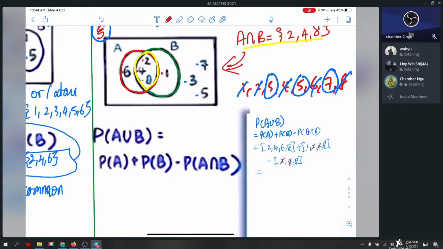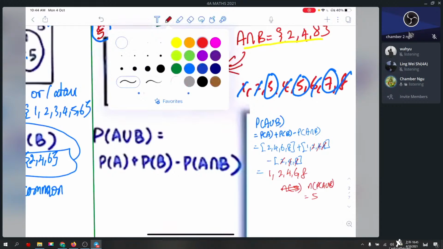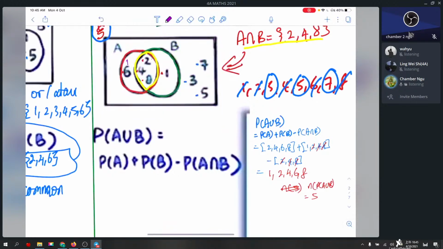So what's the number left here? Will be 1, 2, 4, 6, and 8. Am I correct? So how many elements here? 5 elements, right? Number of A union B is 5. Why 5? You see? Okay, now I use the purple color. So 1, 2, 3, 4, 5 elements.